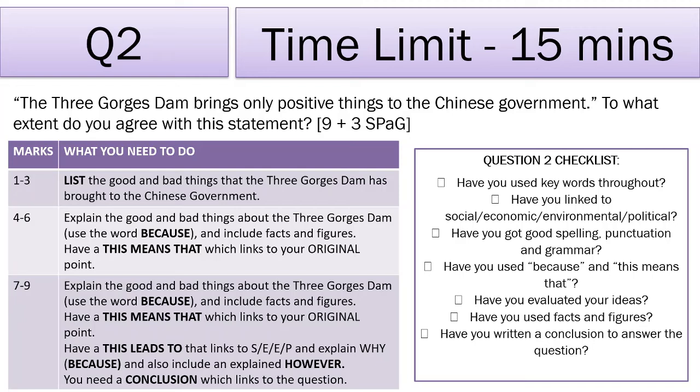Again, we did go through this in revision, so we have already practiced this. This is your time now to use that plan that you created last lesson. Obviously not in front of you, but use that plan that you made last lesson to then answer the question. So for this question, I'm giving you 15 minutes to complete 2 PEDAL paragraphs and a brief conclusion summing up what you think.